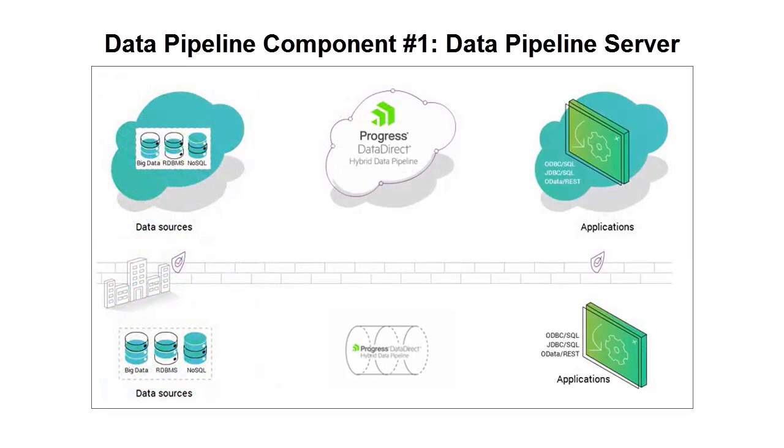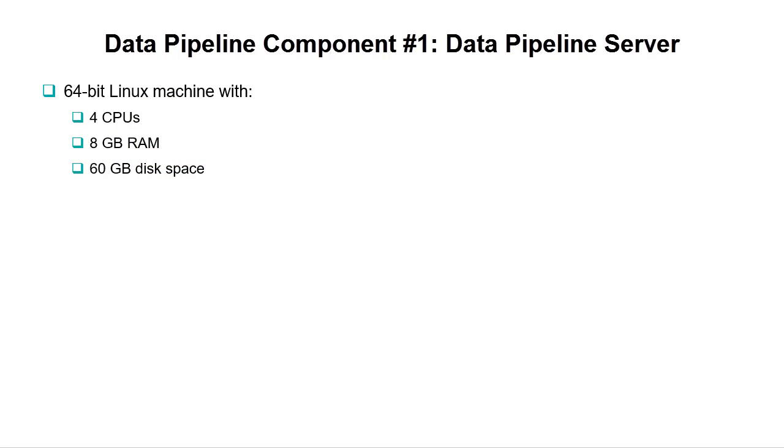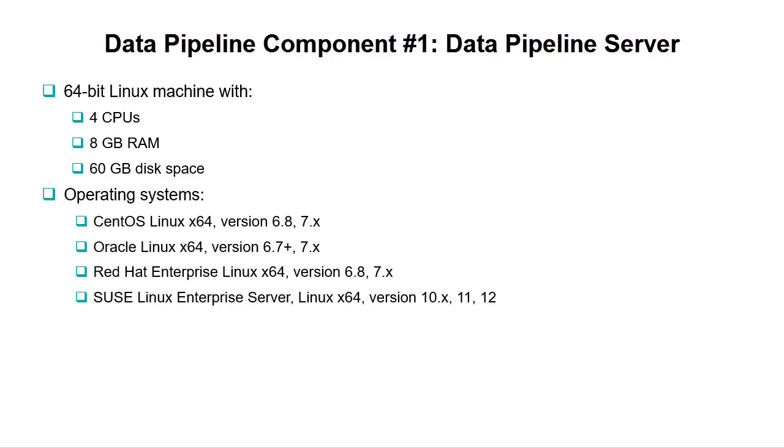Now, let's review the data pipeline components and requirements so you'll know which components you need to install. The first component which is required is the data pipeline server software. You'll need to install the software on a server that's either on-premises or in a private or third-party cloud. The data pipeline server software must be installed on a 64-bit Linux machine with a minimum of 4 CPUs, 8 GB of RAM, and 60 GB of disk space. Supported operating systems are CentOS, Oracle, Red Hat Enterprise, and SUSE.